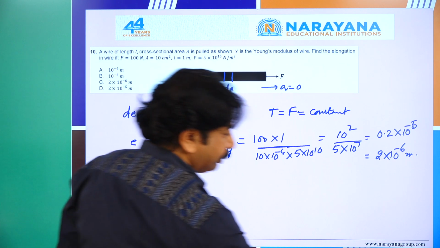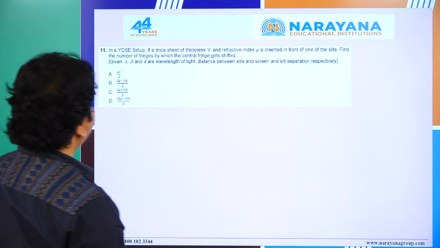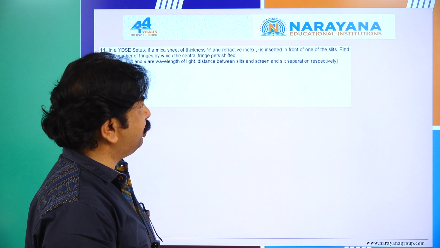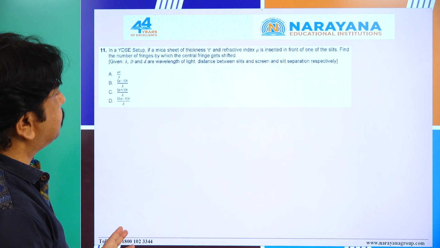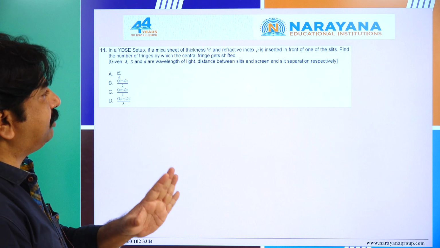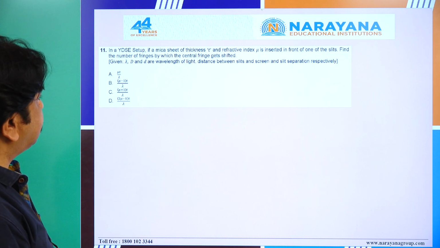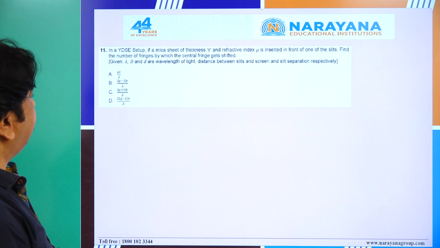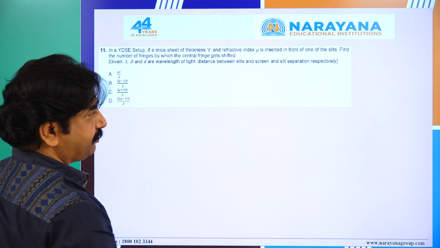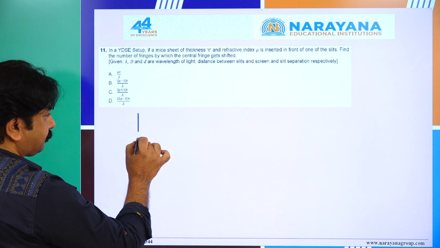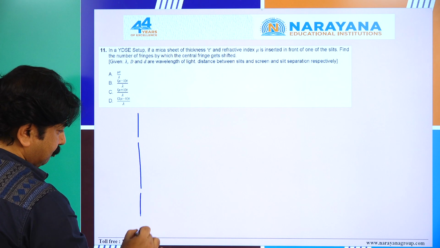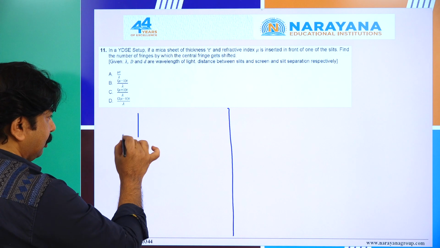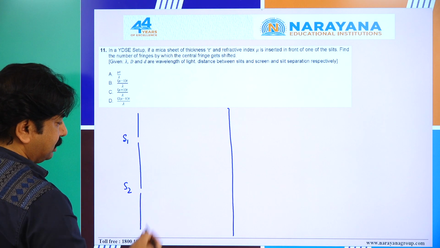Next one. We are going to the next question. In a YDSE setup, a mica sheet of thickness t and refractive index mu is inserted in front of one of the slits. Find the number of fringes by which the central fringe gets shifted. Lambda, d and D are given. Concentrate first of all on the YDSE experiment. S1 and S2 are the slits.